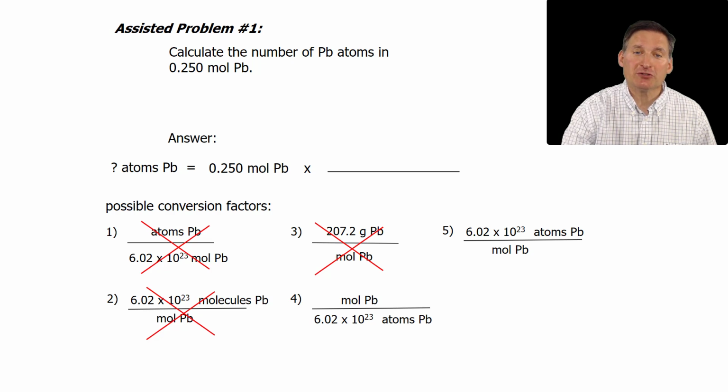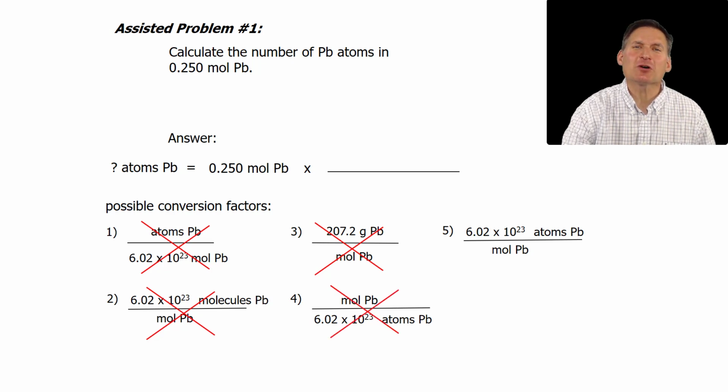This is actually a legitimate conversion factor, but not the correct one for this problem. The 207.2 came from the periodic table, by the way. It's the atomic mass. It's not the correct conversion for this problem because the units don't work out. It would leave grams of lead as our answer, and we want atoms. More on this type of conversion factor in our next lesson.